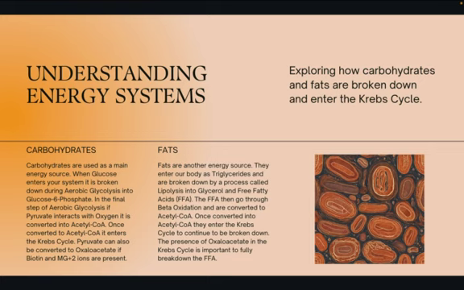Carbohydrates are used as a main energy source. When glucose enters your system, it is broken down during aerobic glycolysis into glucose 6 phosphate. In the final step of aerobic glycolysis, if pyruvate interacts with oxygen, it is converted into acetyl-CoA. Once converted to acetyl-CoA, it enters the Krebs cycle. Pyruvate can also be converted into oxaloacetate if biotin and Mg2 ions are present. Now, that was a really important part.